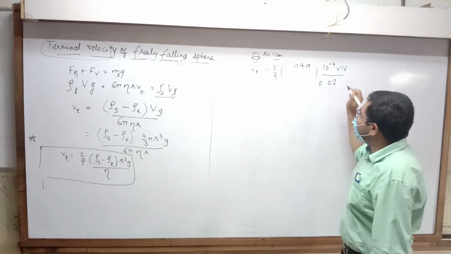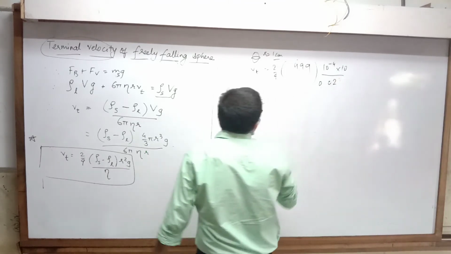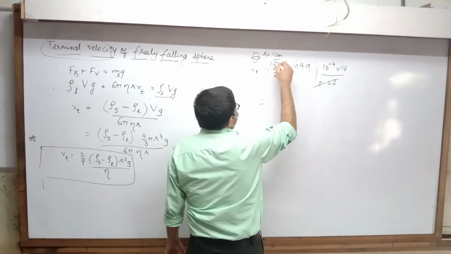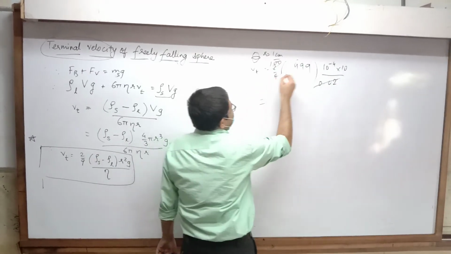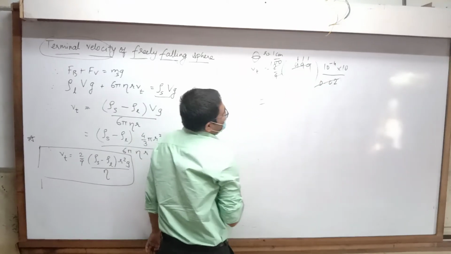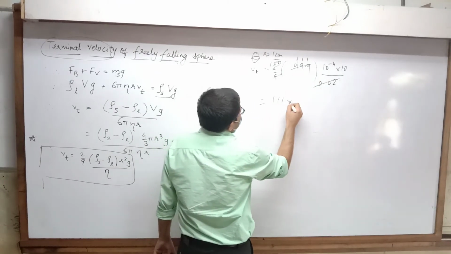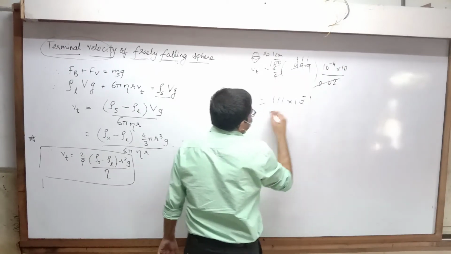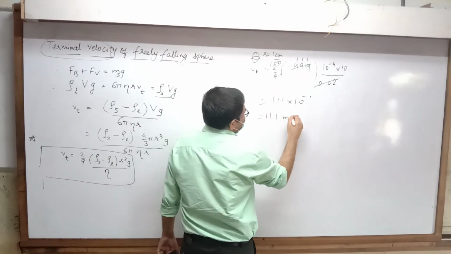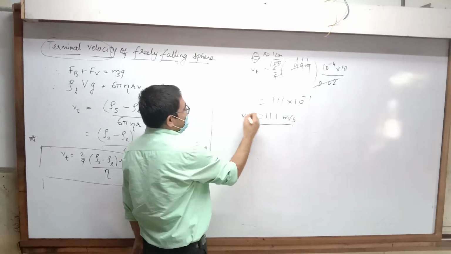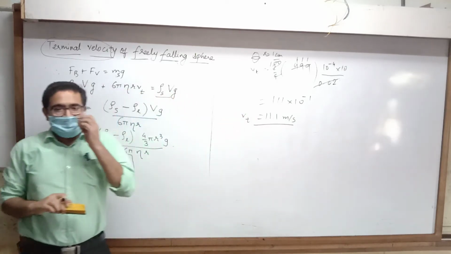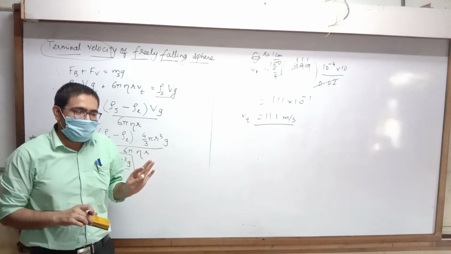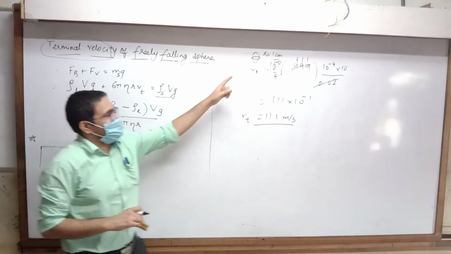0.02, okay. So now when we cancel this, you get 100 here, correct? So 111 into 10 raised to 2 plus 1 minus 3 minus 1. So what's the maximum speed, the final terminal speed possible? It is 11.1 meter per second. A raindrop with radius 1 centimeter cannot come with more speed than this.